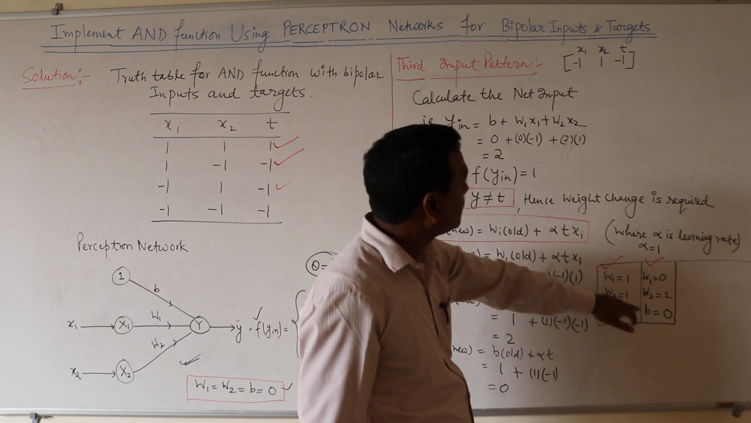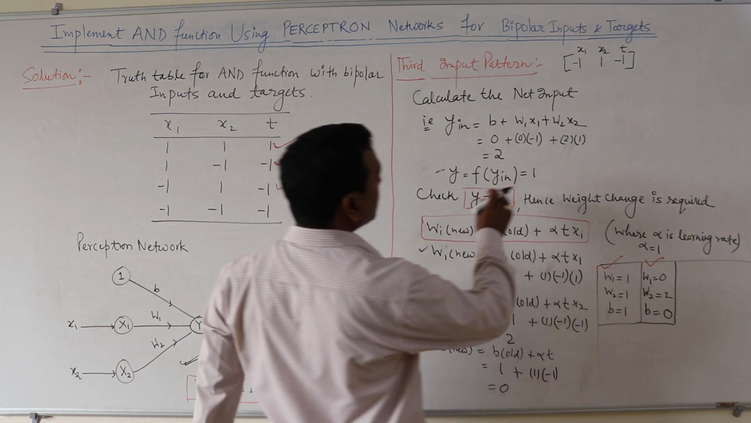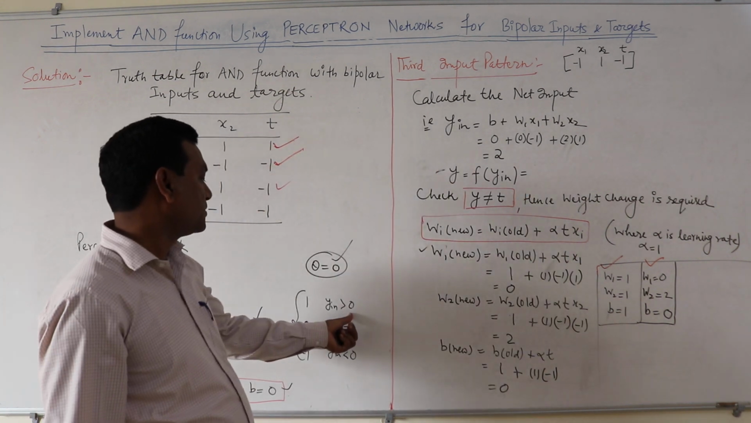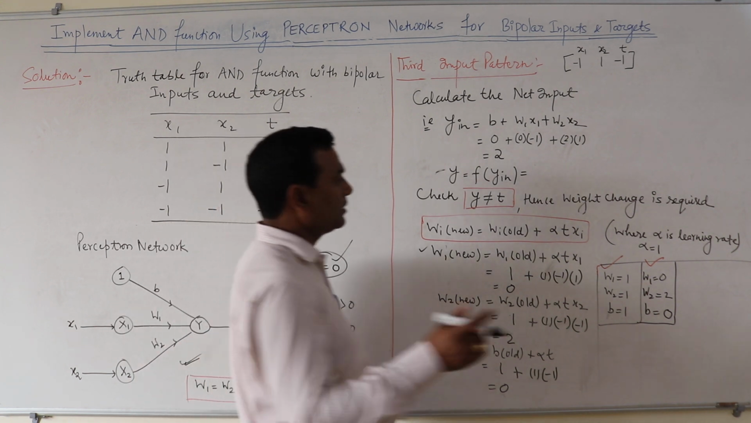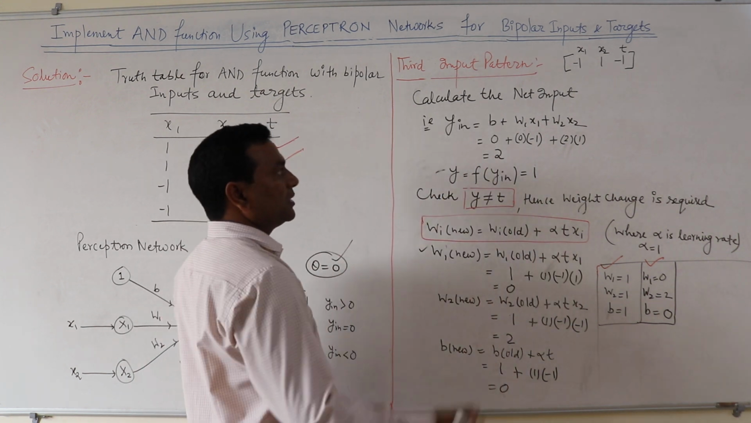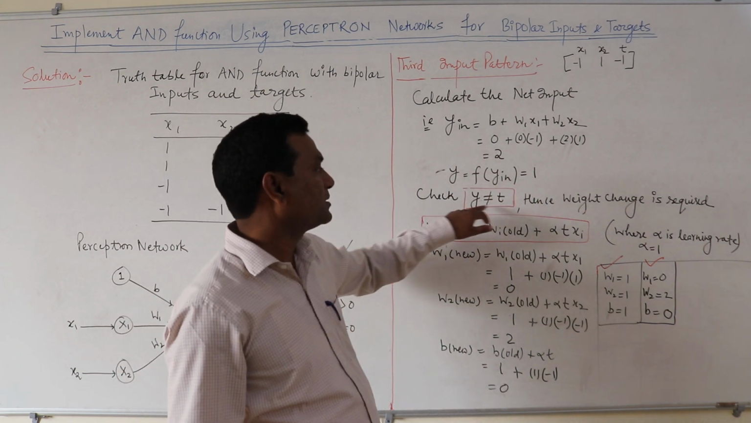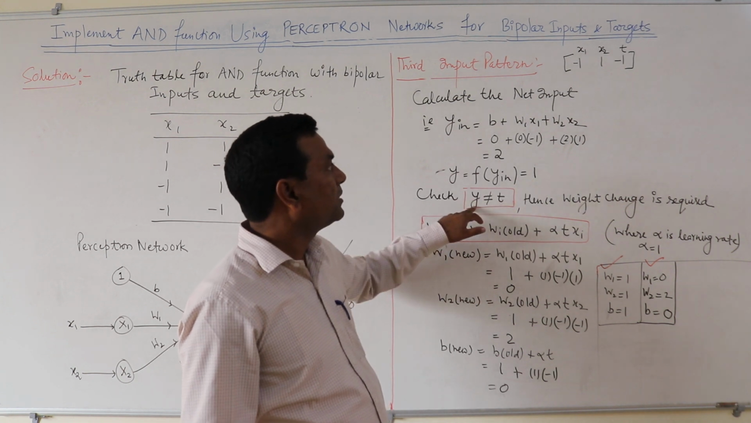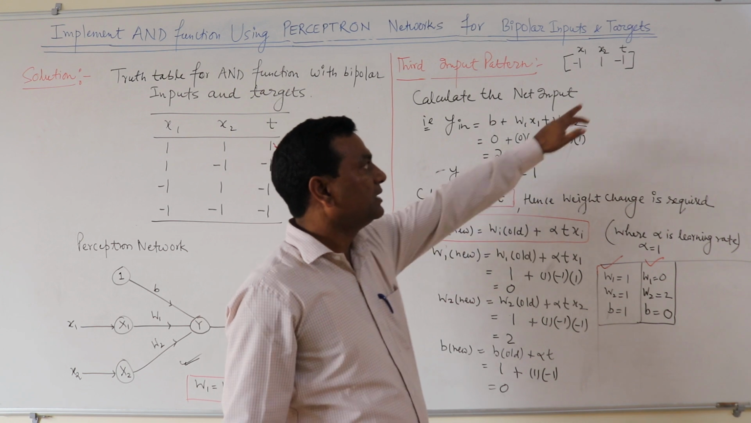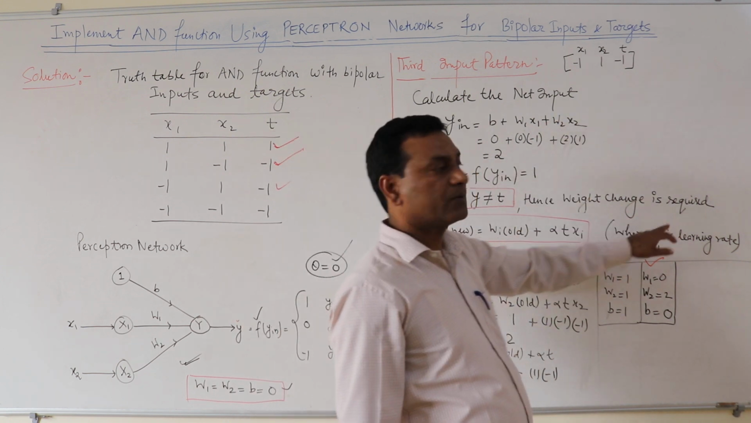W2 is 2, x2 is 1. So it comes out to be 2. Now in this case, because 2 is greater than 0, the output will be 1 after applying the activation function. Now again we will check this output, and whether it is equivalent to the target or not. This is not equivalent to the target because this is 1 and this is minus 1. Hence weight change is required.